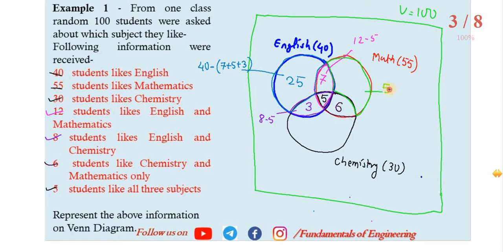So total how many? 55 minus 7 plus 5 plus 6. So 7 plus 5 is 12, plus 6 is 18. 55 minus 18, we are getting 37 students who like math subject.